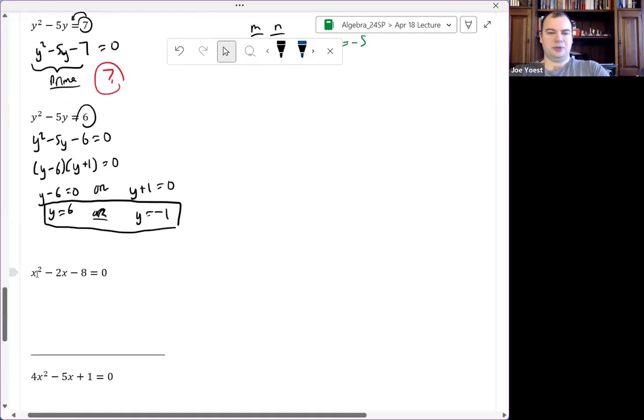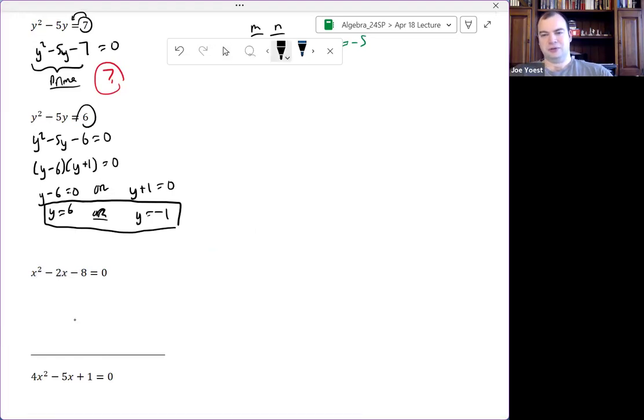And then what about this one? X squared minus 2x minus 8. So I'm looking for equals 0, so we're already set up to go. I'm looking for two numbers, m and n, that multiply to -8. So that could be like 1 times 8 or 2 times 4. They need to multiply to -8, and they need to sum to a negative number, so the negative has to go on the bigger number. Do any of these add to -2?